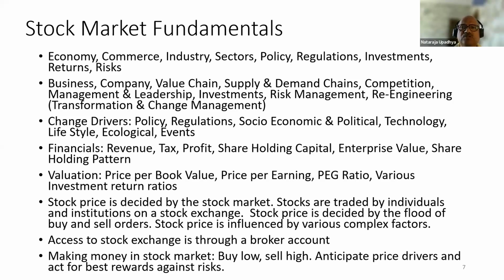So when it comes to the stock markets, they are anchored primarily by the underlying business. These businesses are represented by companies who float stocks. Okay, so there is a value chain around the businesses. There are supply and demand chains. There is competition. Then there is management and leadership. There are a lot of peripheral agencies like universities, R&D centers, rating agencies, then middlemen.